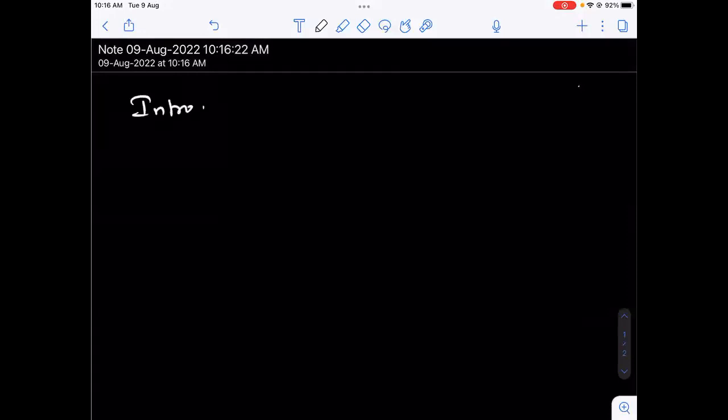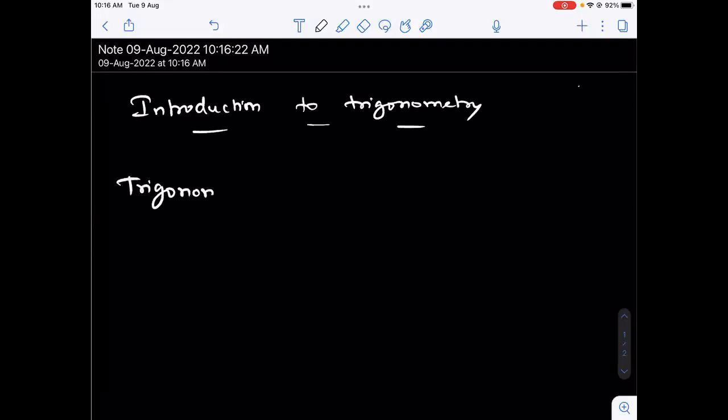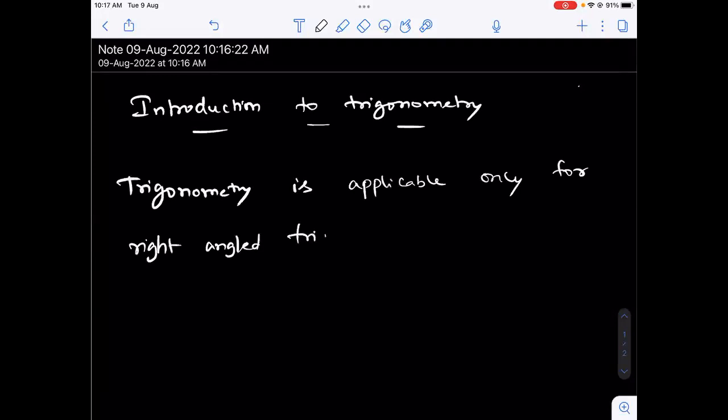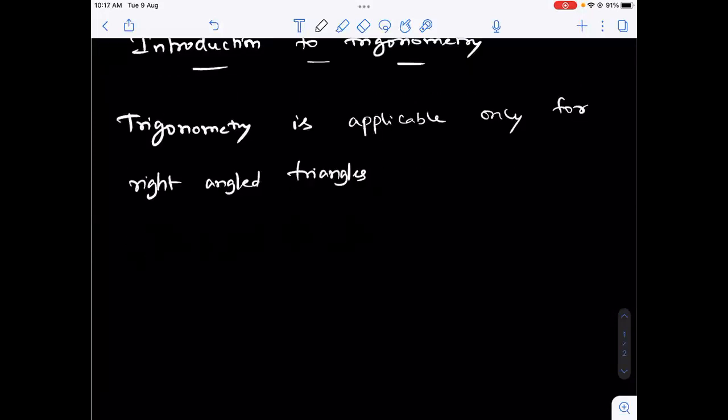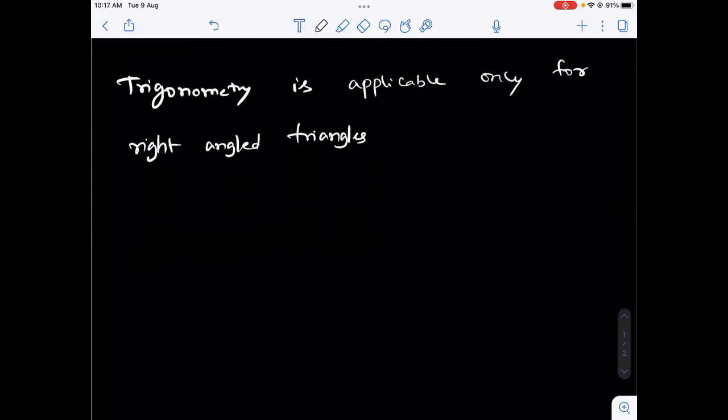So the heading is Introduction to Trigonometry. The first thing that you need to have in your mind is that trigonometry is applicable only for right angled triangles. That is the first point you need to have in your mind.